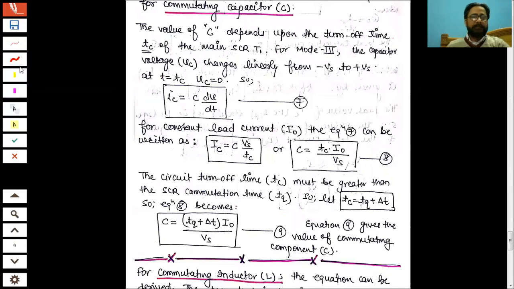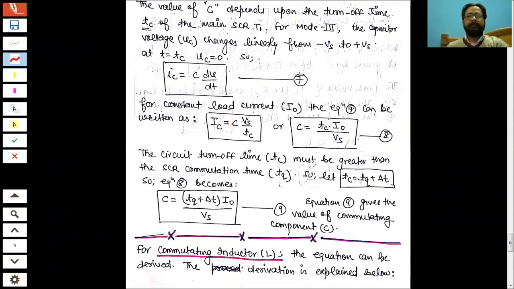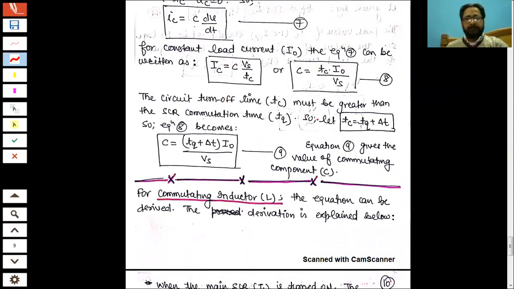The circuit turn off time is the duration for which the circuit is turned off, and it should be more than the duration for which the main SCR is commutated or turned off. Turning off an SCR is something else and turning off the main circuit is something else. TQ is the SCR commutation time, and the circuit turn off time is TQ plus delta T. That means the circuit turn off time is kept slightly greater than the commutation time of the main SCR.